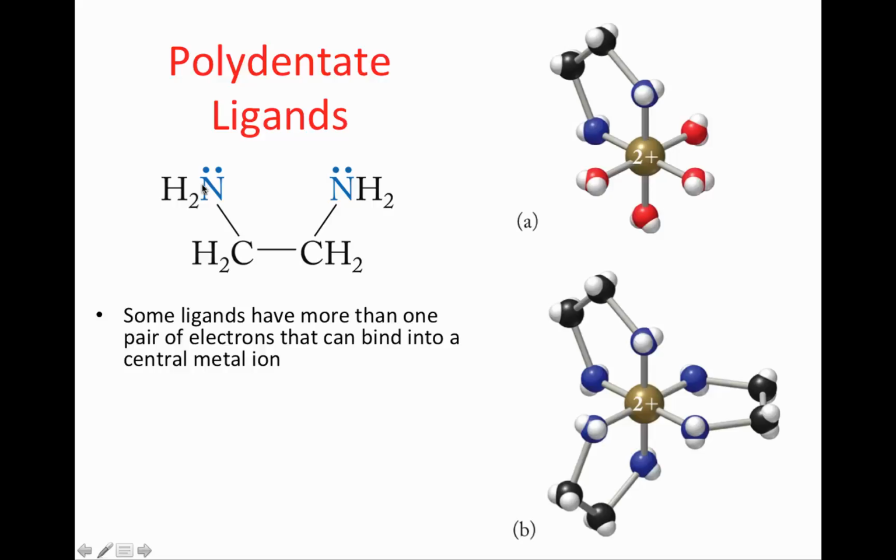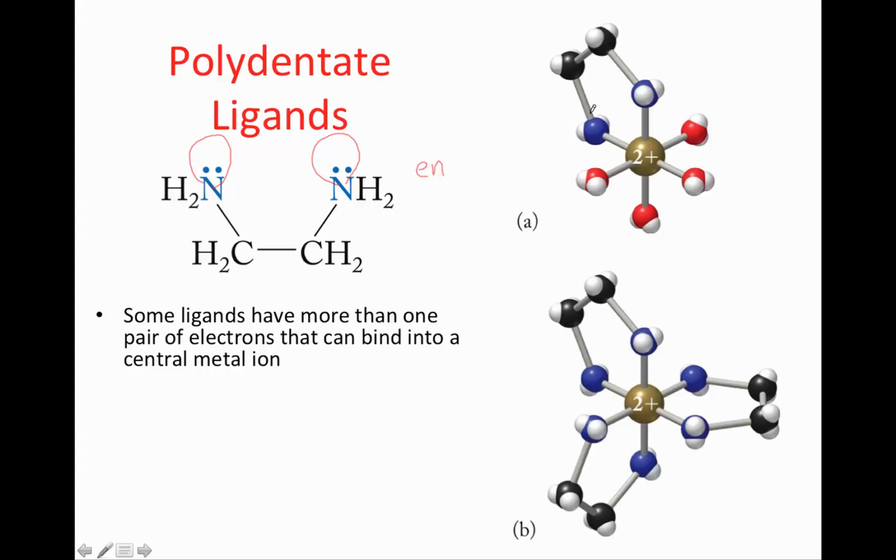But this right here is a common polydentate ligand. It's a bidentate ligand. There are 2 teeth, as it were, here. So we've got an electron pair on this nitrogen and an electron pair on this nitrogen. And so you can get this ligand, which is called ethylene diamine. Sometimes it's abbreviated en.